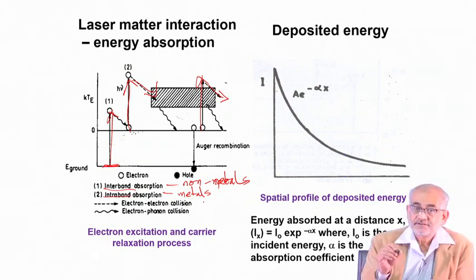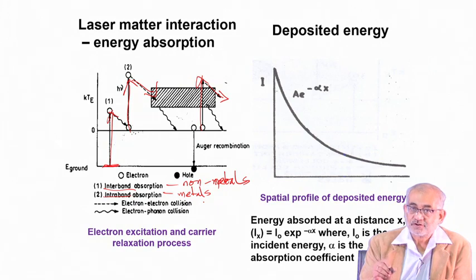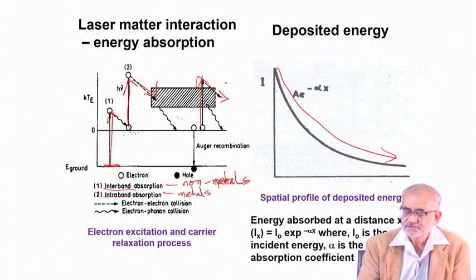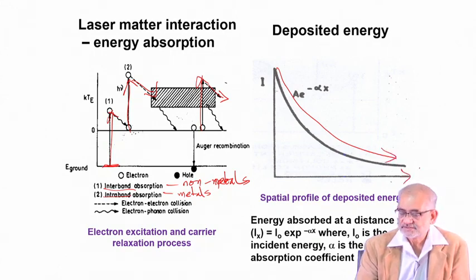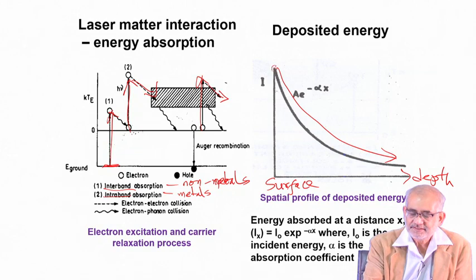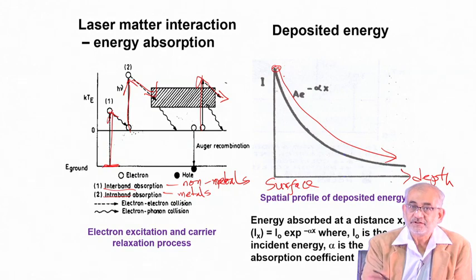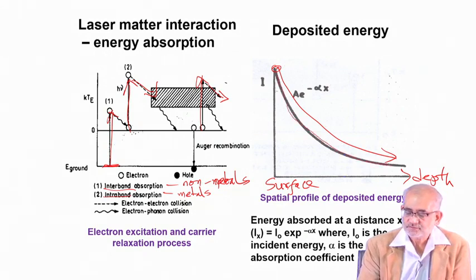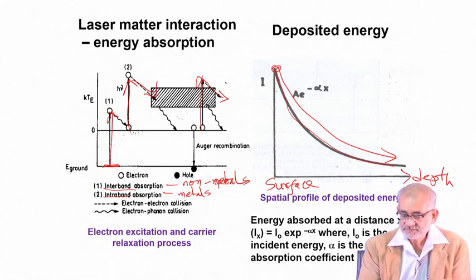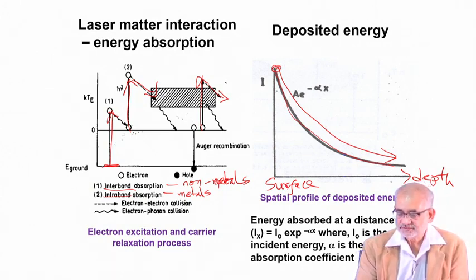So once the incident photon is absorbed and converted into lattice heat, this is how the lattice heat flows into the bulk. So this is depth and this is surface. What is significant here is that the peak of the absorption is felt right at the surface and not below. So this is how the energy deposition profile decreases with depth and also with time.